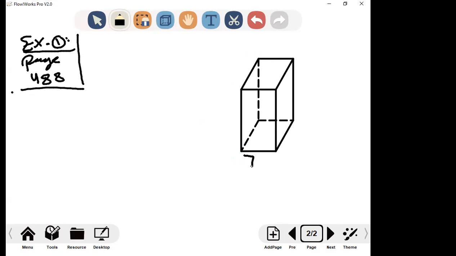7.5, and here the width, and the height. And they want us to find the surface area. The 7.5 is the length, right? And this and this, they want us to find the surface area, right?